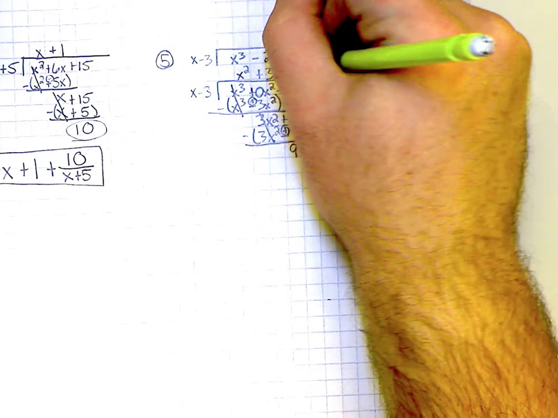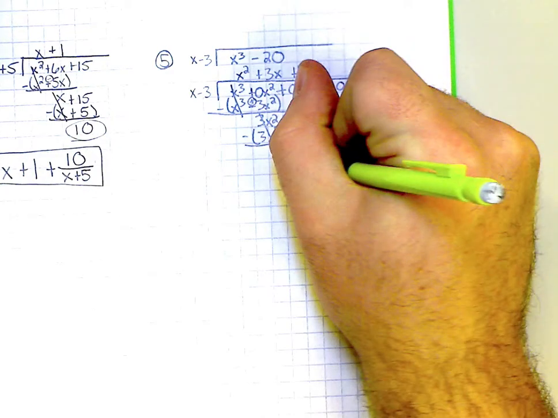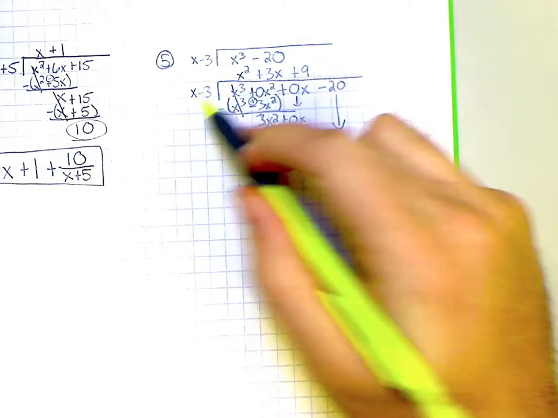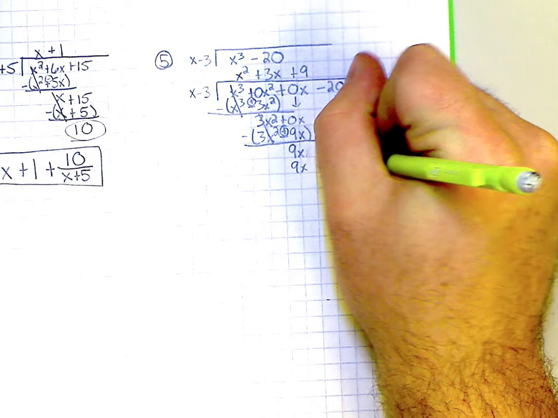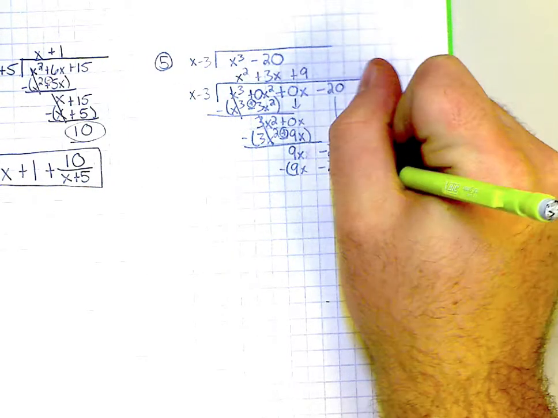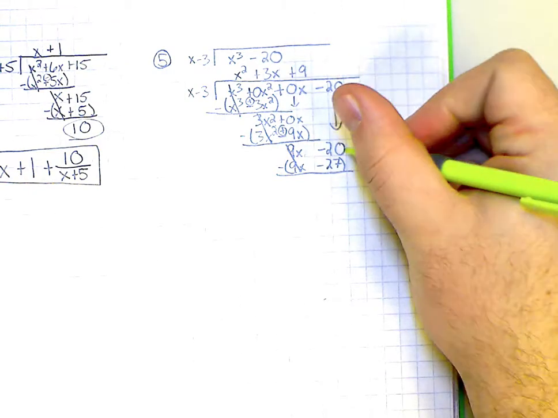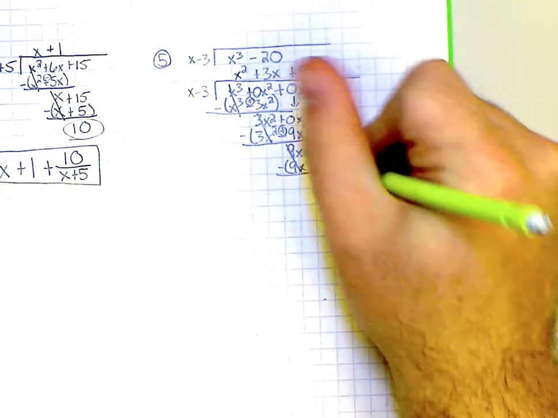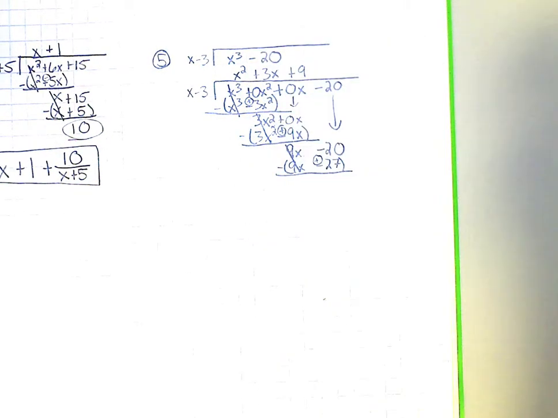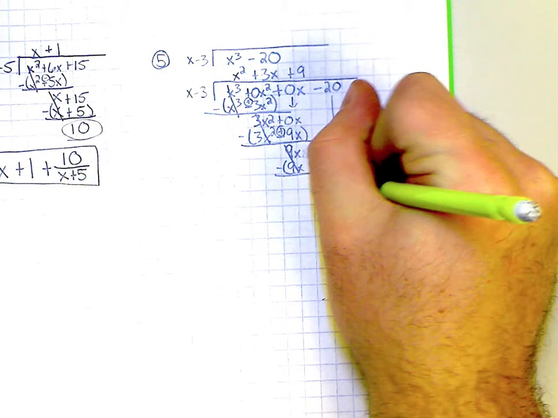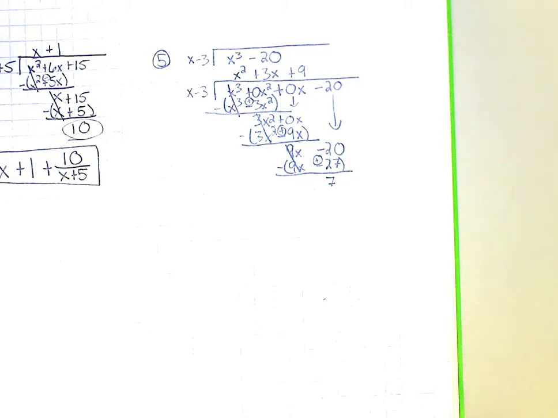and I need to multiply that by 9. That's going to give me a 9x. Then I have 9 times negative 3 gives me a negative 27. If I go ahead and subtract that whole line, my 9x's cancel, and I have negative 20 minus a negative 27, which is really like adding. So negative 20 plus 27 is going to end up giving me a positive 7.